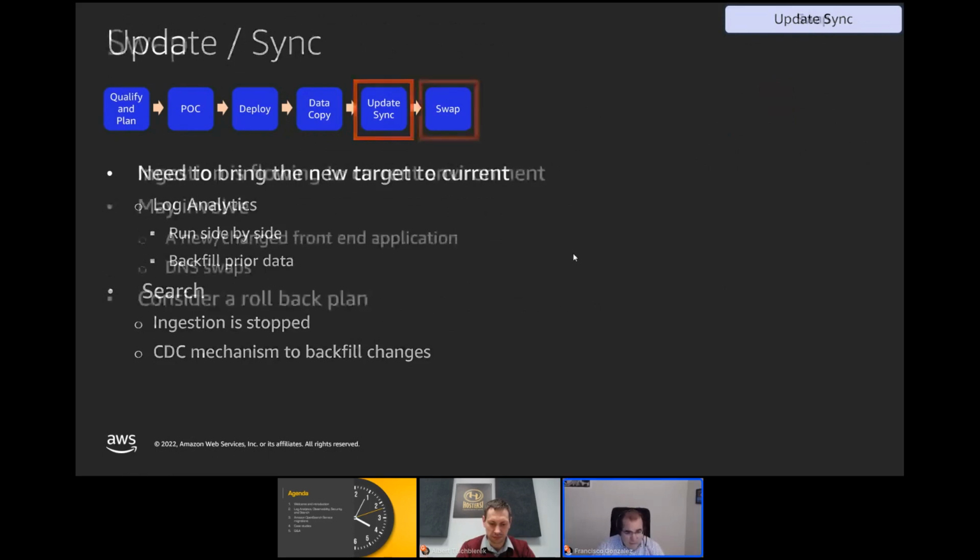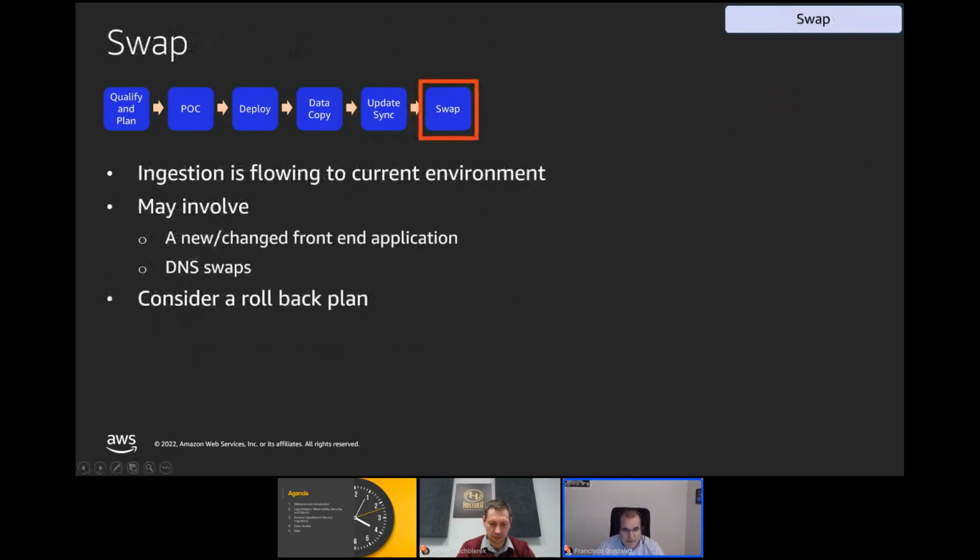So once you're ready, it's time for the swap, and this is the last step. So once we're here, all the ingestion needs to be flowing to the current environment, and the integrations with other systems such as front-end applications need to be happening. In order for the integrations to happen, you may need to change the front-end application or the DNS in order to redirect to the new OpenSearch installation.